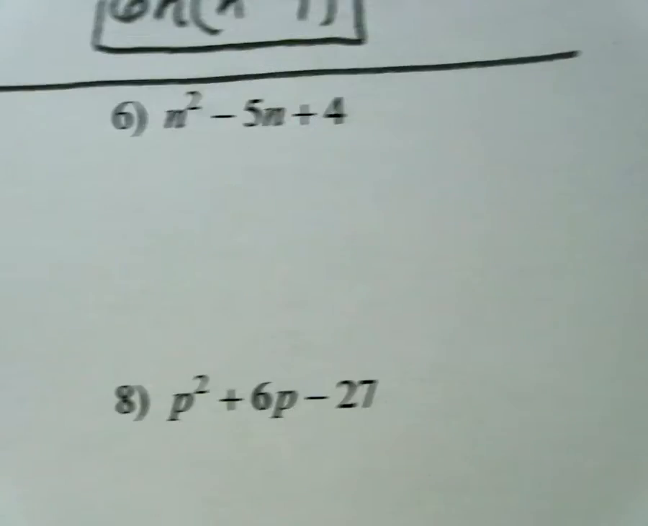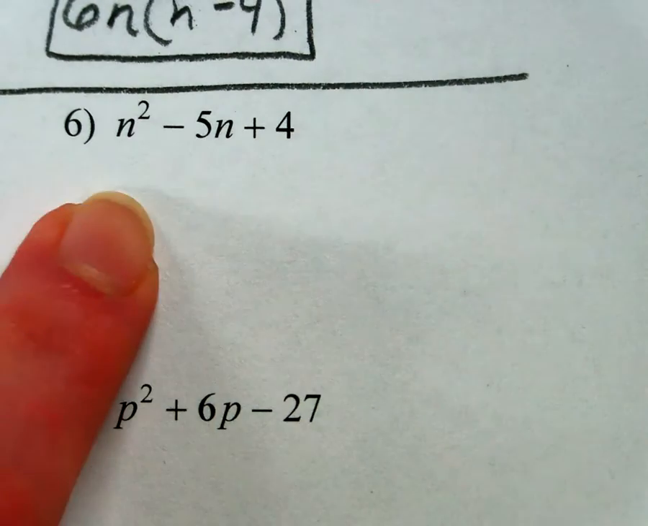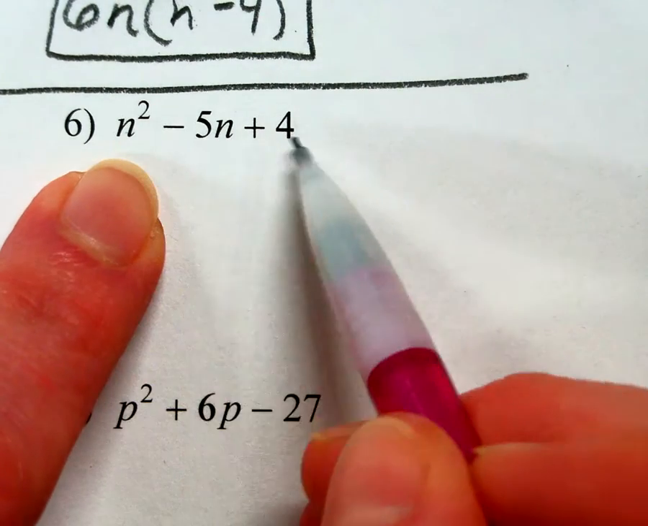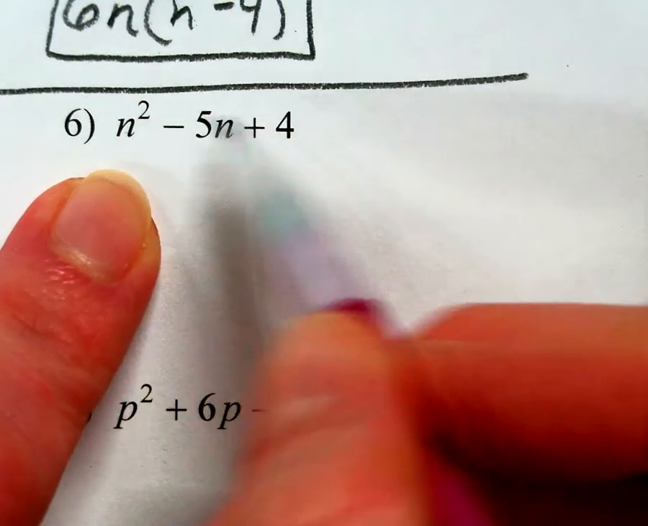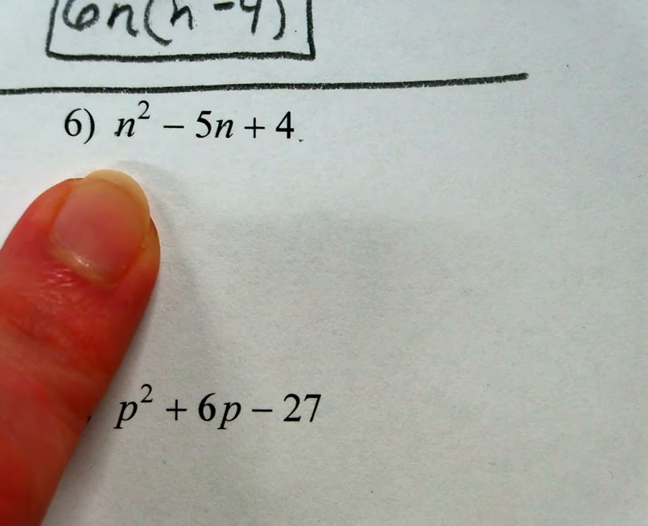Okay, let's take a look at number 6. So number 6 has the same format. We just have an n instead of an x, but still the three terms with nothing in common.